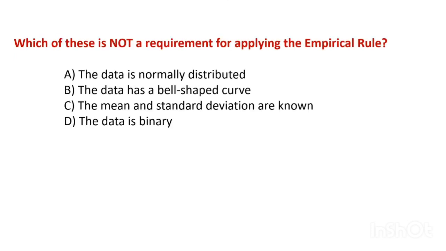Which of the following is not a requirement for applying the empirical rule? Generally, the empirical rule applies only to normal distributions, not binary data, which has only two possible outcomes. Therefore, the correct answer is D, the data is binary here.